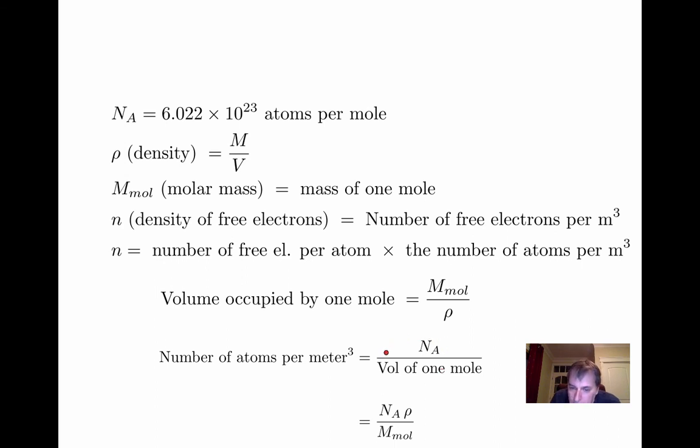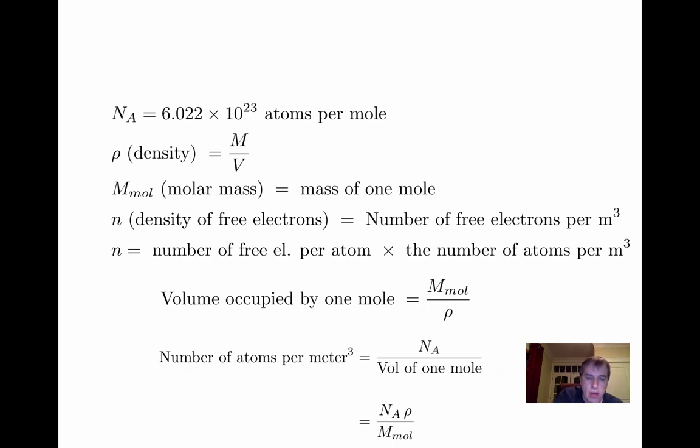Notice, if you look at this equation here, we already calculated the volume occupied by 1 mole. It's the molar mass divided by the density. So if I plug this quantity into this equation, replacing the volume of 1 mole, I take Na divided by this, and I get Na rho over the molar mass. So the number of atoms per meter cube can be calculated by this equation. That's a shortcut, but that's where it comes from.